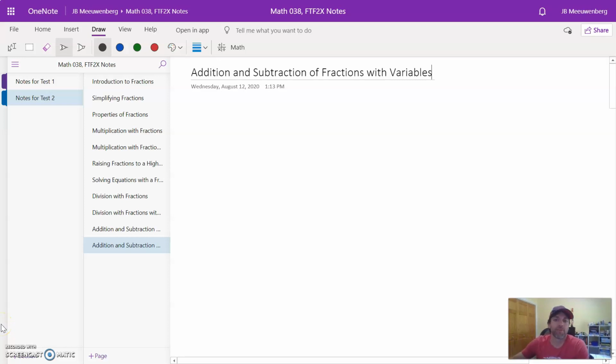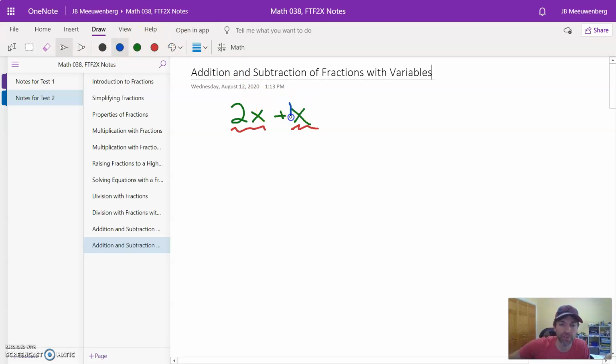Finally, we get to add and subtract fractions that have variables in it. I know you've been waiting for this. Before we get to that, I just want to rewind a little bit and think back to when we were simplifying algebraic expressions. Things like 2x plus x. And we noticed that those two terms, 2x and x, were called like terms because they had the exact same variable. We could combine them. We could add them because they had the same variable.